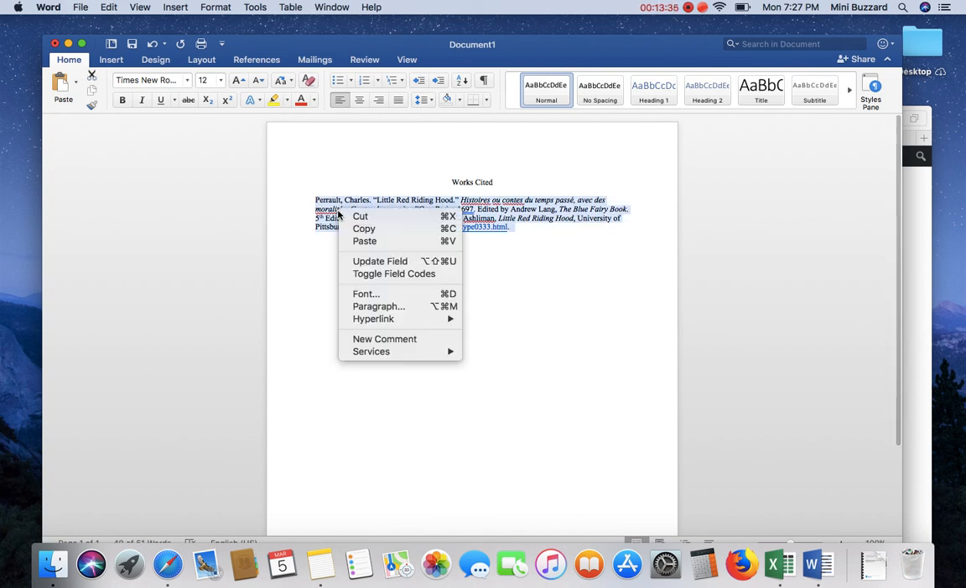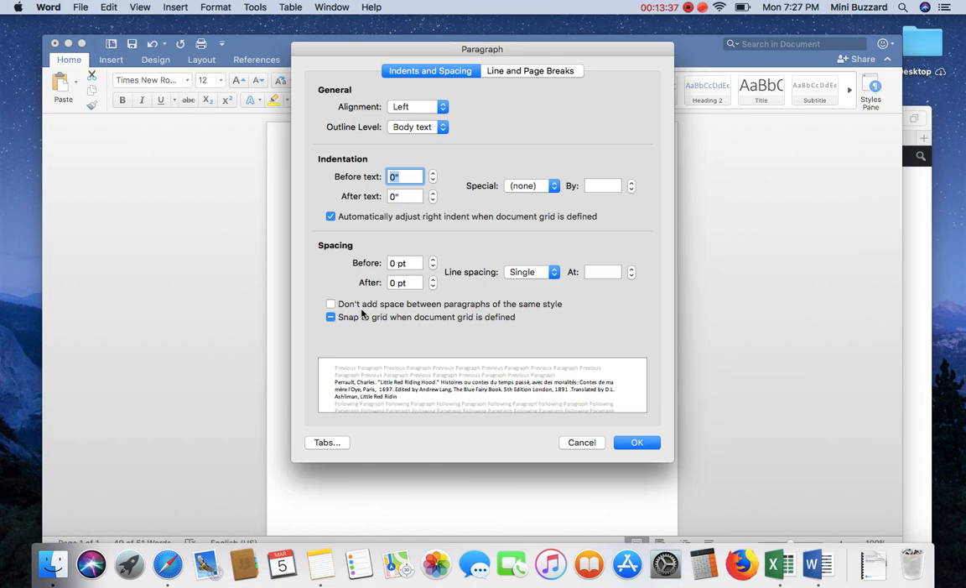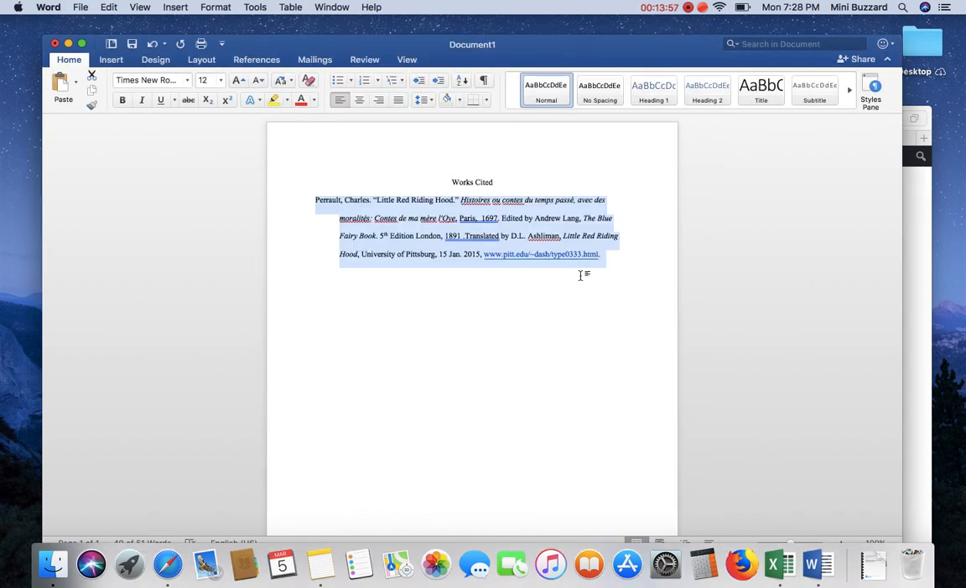I'm going to right-click, select paragraph. I am going to make a few changes here, okay? See where it says special? I'm going to change that to hanging, and that's going to give me that awesome hanging indent where it looks like the author's name is falling off the cliff. And then I'm going to do line spacing double, because we should double space our citations. And I'm going to click OK. And now look at my beautiful citation.